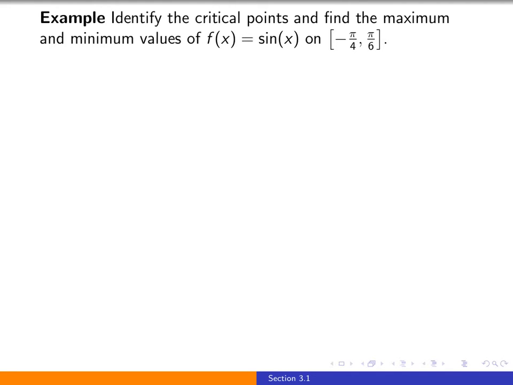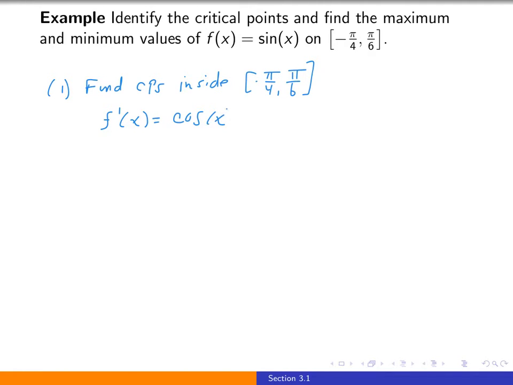So the first step is to find the critical points inside our interval. So inside from minus pi over 4 to pi over 6. So in order to find those critical points, we differentiate our function. So the derivative of sine is cosine. And then we solve where is cosine equal to 0.